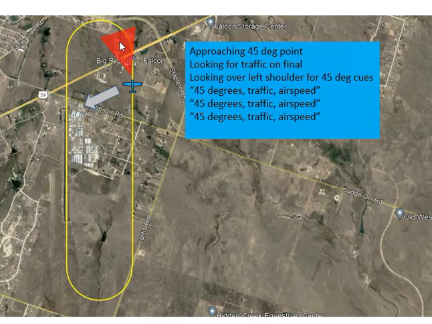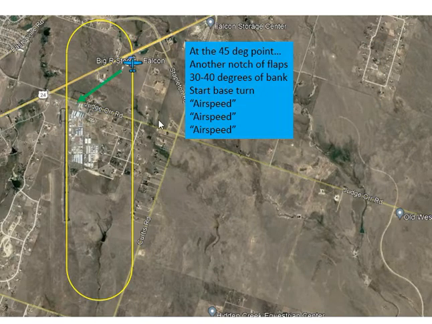and then back over my left shoulder. Now everything's set. I don't have any other switches to move. I'm just flying the airplane, looking for the sight picture, and I say to myself, 45 degrees, traffic, check airspeed, 45 degrees, check traffic, airspeed, 45 degrees, check for traffic, airspeed, etc. Waiting for my next trigger point. And then bam, we're there.